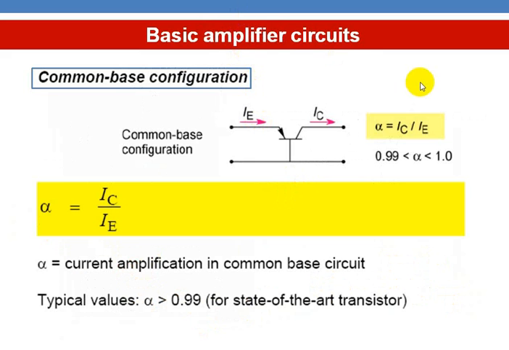Coming to the basic amplifier circuits, we have three configurations. First, the common base configuration. Here the base terminal is common between input and output. IE is the emitter current and IC is the collector current. This is the input current, and this is the output side. Here alpha is nothing but output current by input current, IC by IE. This value falls between 0.99 and 1, and it is called the current gain or current amplification factor.